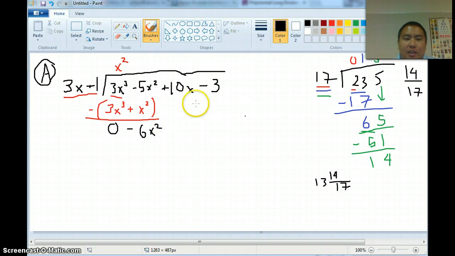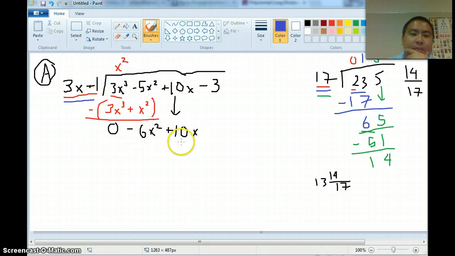And just like in the other example, we pulled down the next side. So we're going to pull this down. Plus 10x. Okay, so now I'm going to switch my color to blue. Okay, so I want to get this 3x plus 1 into this one, 6x squared plus 10x.